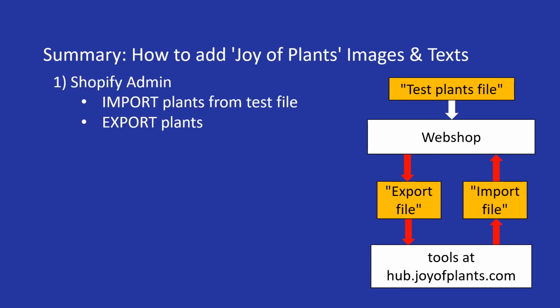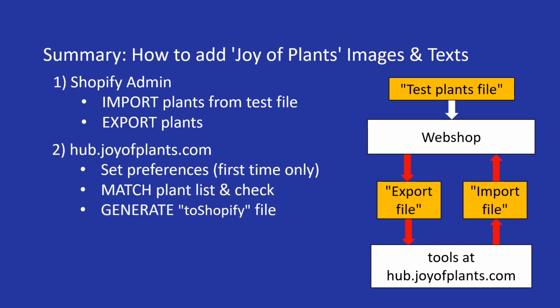In summary, the process will be like this. In Shopify admin, import plants from the test file that Joy of Plants supply using the Shopify product import option. Then use the export option to export the test plants as a CSV file. The reason why you need to import plants to Shopify, then export a CSV, is that our tool needs the info from Shopify for the handle, body HTML and tags fields in order to generate the correct content for you to upload for our images and texts.